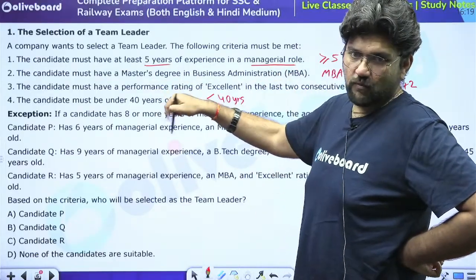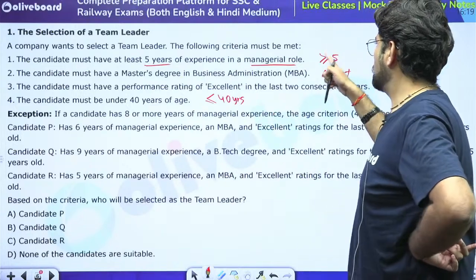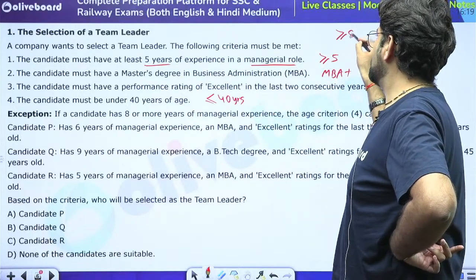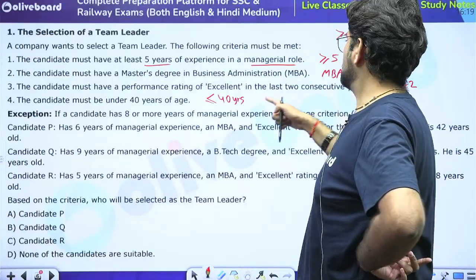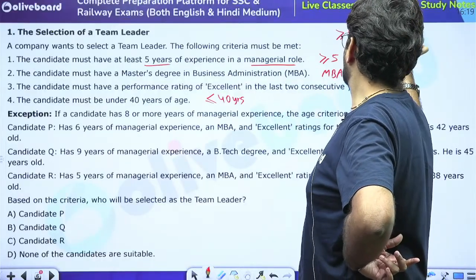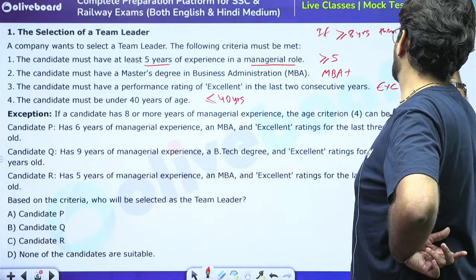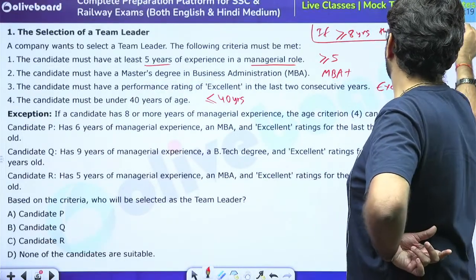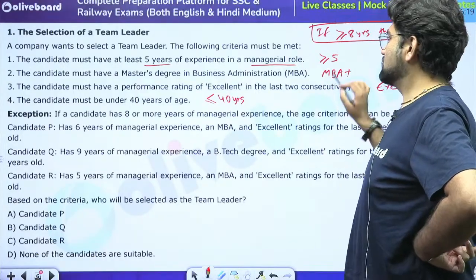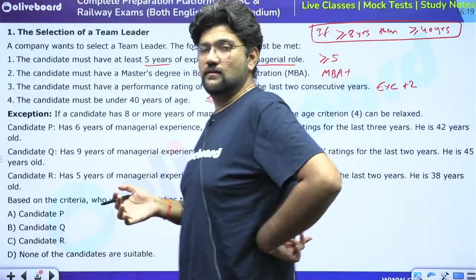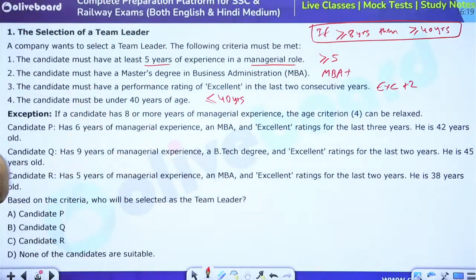But there is an exception. What is the exception? If a candidate has 8 or more years of managerial experience, so instead of greater than or equal to 5, it has greater than or equal to 8 years now of experience, the age criteria can be relaxed. In that case, the age can be greater than or equal to 40 years also. Okay. Age criteria can be relaxed means if the person is more than 8 years experienced, then that criteria can be brought down. So he can be elder, more than 40 years also.